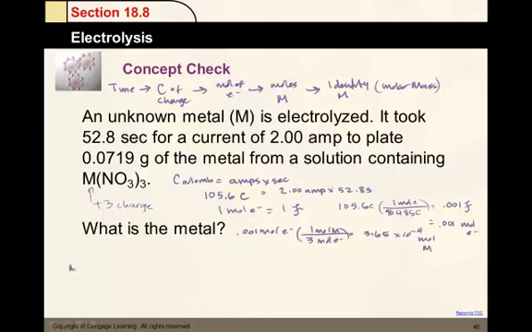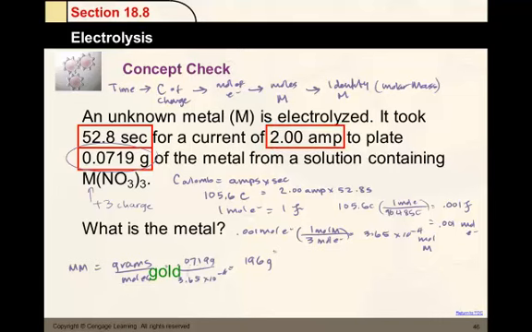To calculate the molar mass, remember that's the number of grams per mole. We're almost to the end. You have the number of grams from the original, which is 0.0719 grams, and the moles we just calculated, 3.65 times 10 to the -4, works out to be about 196 grams. That's what you look up in the periodic table, find its molar mass, and hopefully you will find that the answer, which you can see under here, is gold.